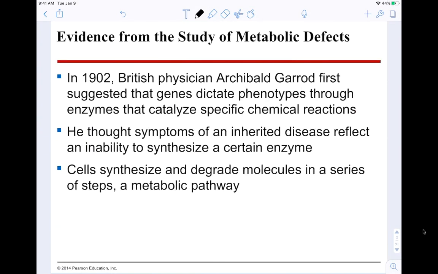Okay, so we're going to look at different studies first. This is the most famous one to connect the whole gene to protein connection. In 1902, a British physician, Archibald Garrod, first suggested that genes dictate phenotypes, so the way that something looks, through enzymes that catalyze specific chemical reactions. He thought that the symptoms of inherited disease reflect an inability to synthesize specific enzymes. Cells synthesize and degrade molecules in a series of steps, which is called their metabolic pathway.